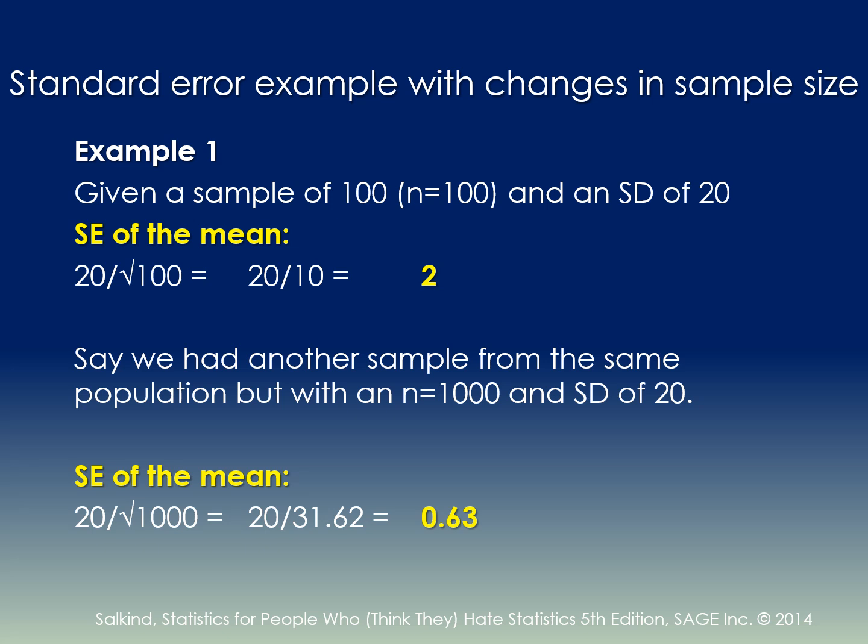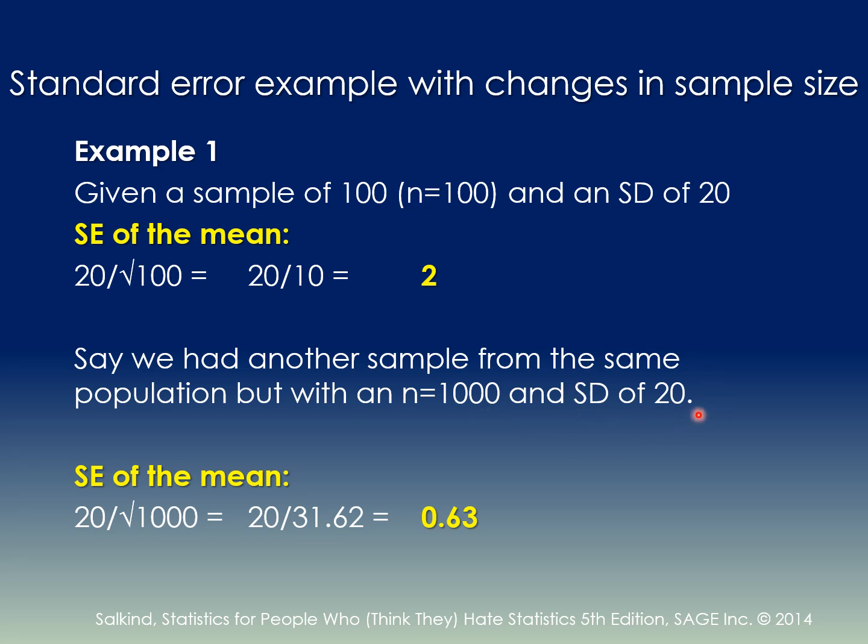And again, a couple of mathy things here. So here's our second example, and all I've done this time is keep the standard deviation the same and simply manipulate the sample size. So given a sample size of 100 and a standard deviation of 20, what's the standard error of the mean? Well, I do the math and I get a value of 2. But what if I increased the sample size by a factor of 10 and kept the standard deviation the same?